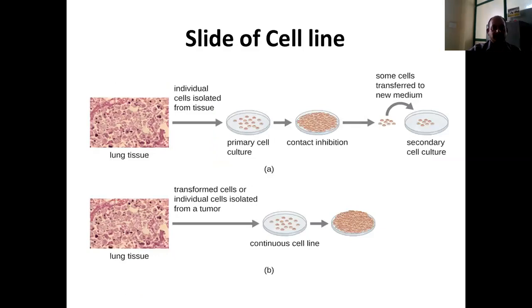The cell lines are prepared. The slide shows how cell lines can be prepared from lung tissues. Individual cells are isolated from the tissues, then they are primarily cultured. Then they undergo contact inhibition, and some cells are transferred to new media for secondary cultures. Certain individual cells can be isolated from a tumor. They can be used as continuous cell lines and cultivated accordingly.